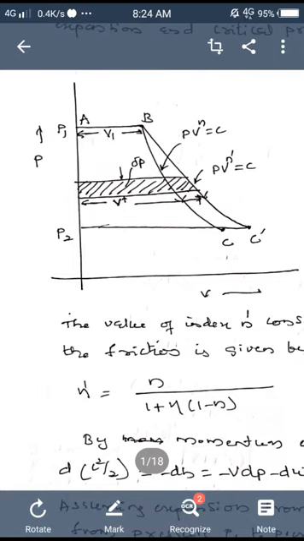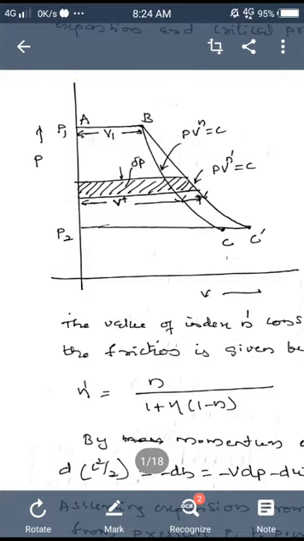BC shows the reversible adiabatic expansion of the steam, that is, isentropic expansion of the steam in the nozzle following the law PV^n = constant. But if the friction between the steam and the nozzle is considered, then the actual expansion process is shown by BC dash. It is an irreversible adiabatic expansion. So the index of expansion will now be PV^n' = constant.